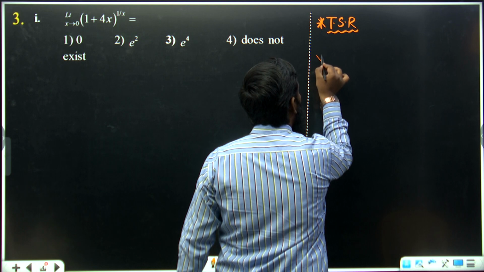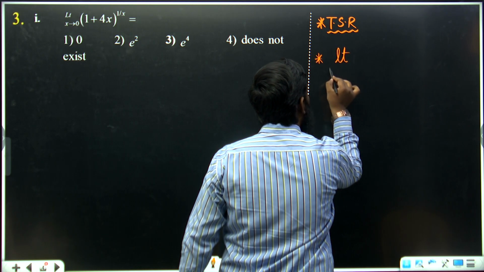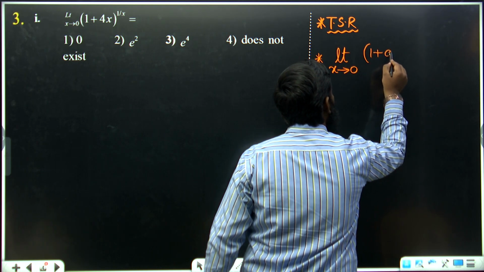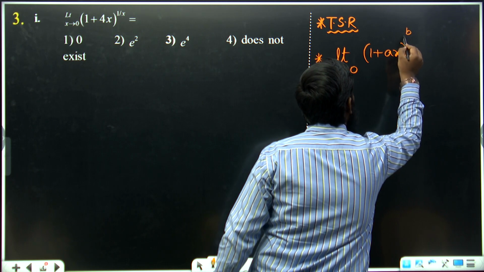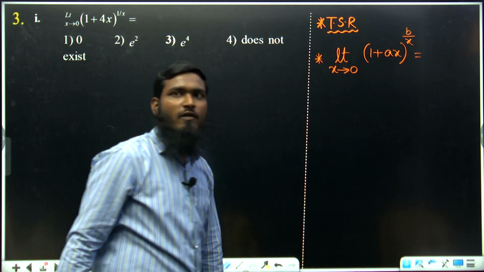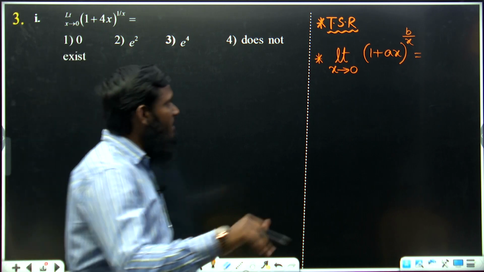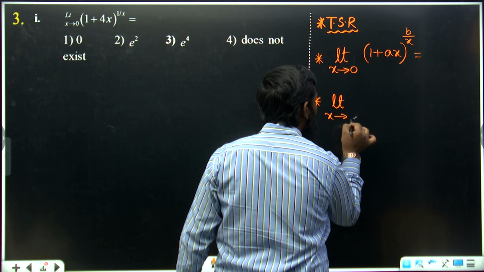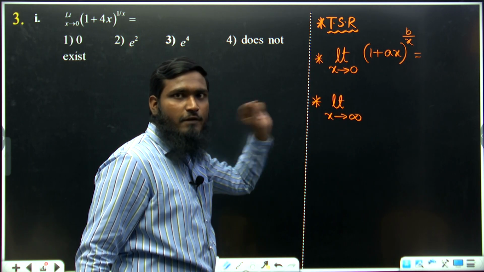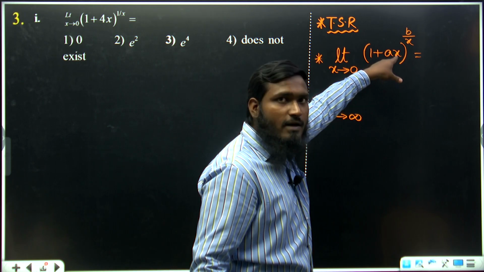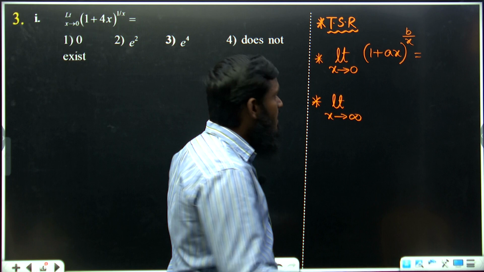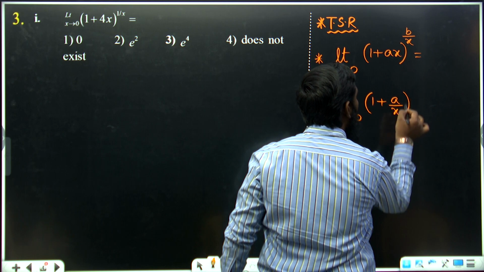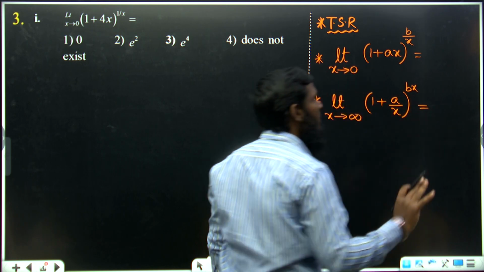First formula: limit x tends to 0, (1 plus ax) whole power b by x. Similarly, limit x tends to infinity, (1 plus a by x) whole power bx. If x tends to 0, we write (1 plus ax) whole power b by x. Next, we write it as (1 plus a by x) whole power bx.